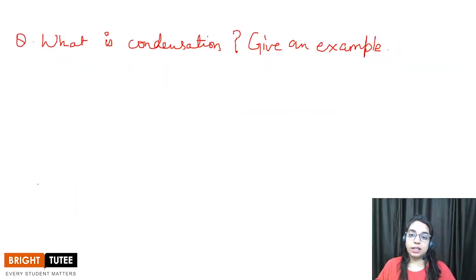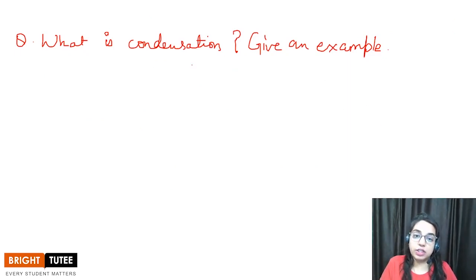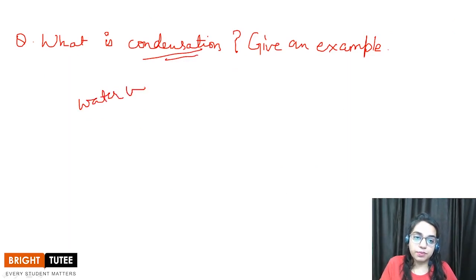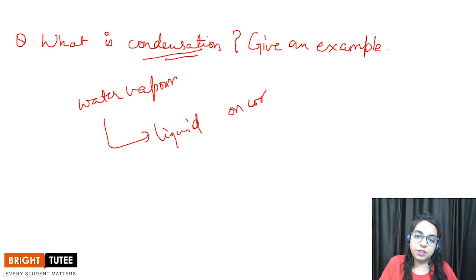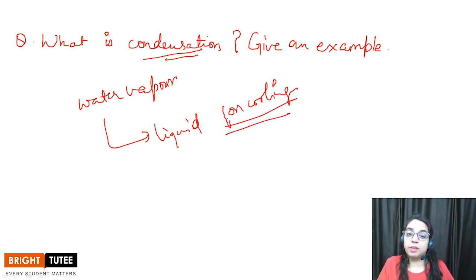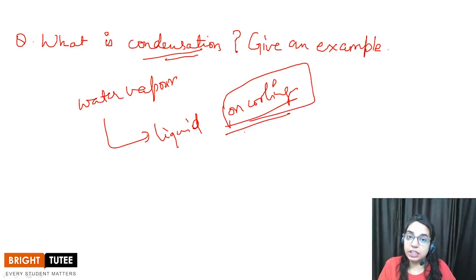Children, what is condensation? Give an example from daily life. So children, condensation is the process in which water vapor gets converted back into liquid state on cooling. Again children, the definition will be incomplete if you don't write that it becomes liquid on cooling. This is the key word here.